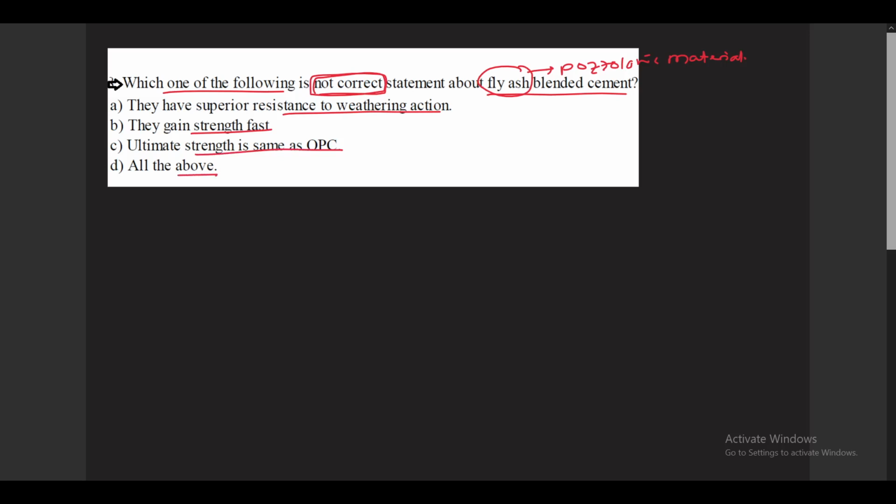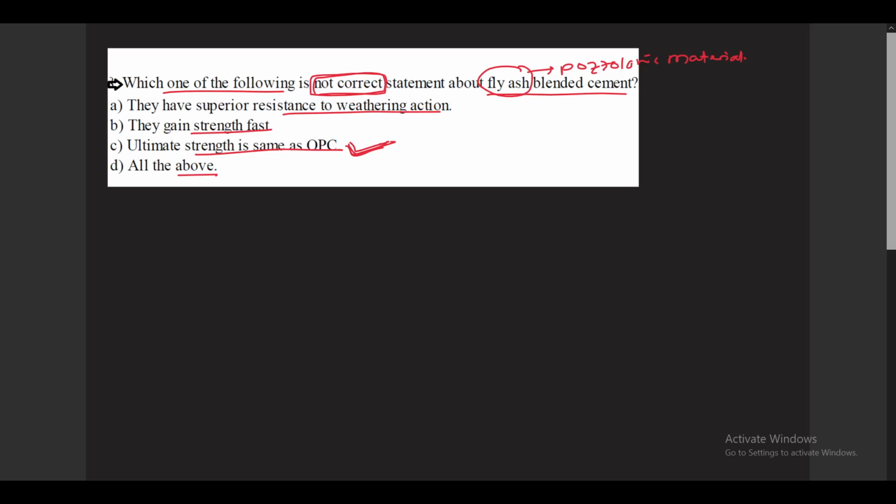Now I have already told that the ultimate strength is almost equal to that of OPC. Of course it is somewhat greater in later stages, but this is not the case. So we can say that ultimate strength is same as OPC. This one is the correct option if we consider the fly ash blended cement.